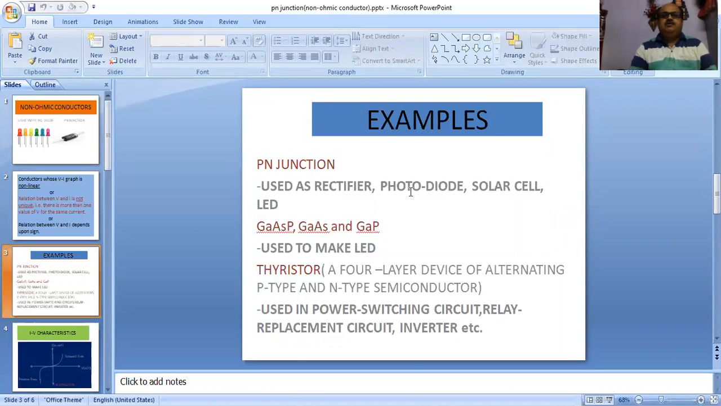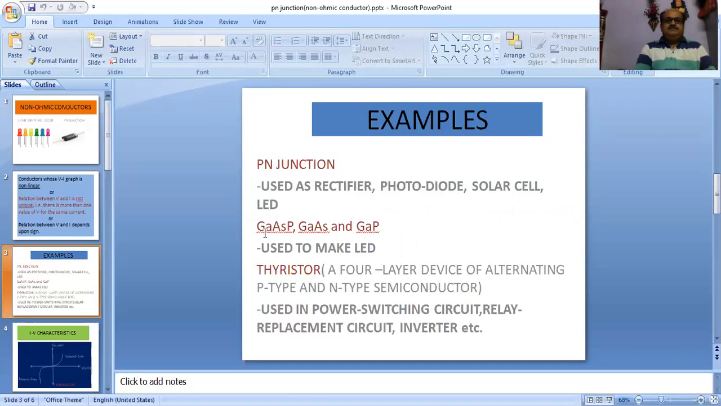Photodiode is also a two-terminal device which converts light or radiation of suitable frequency into electrical energy. Solar cell converts solar energy into electrical energy, and LED converts electrical energy into light energy of different colors. This PN junction is used in these electronic devices.